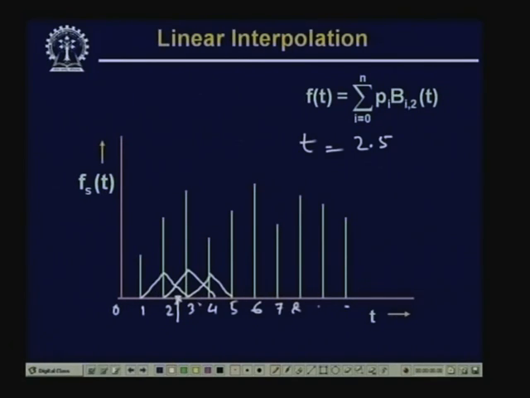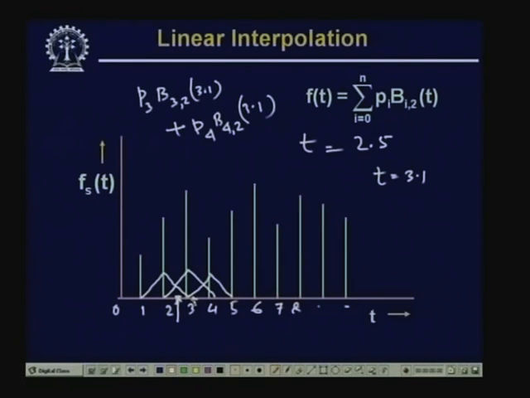Now, take a case where I want to interpolate this function value f(t) at t equal to, say, 3.1, that means somewhere here. If I want to do this, then this will be an interpolation of p_3. So, this will be nothing but p_3 into b_3,2 at point t equal to 3.1, plus, you can easily find out, p_4 into b_4,2, again at point 3.1.